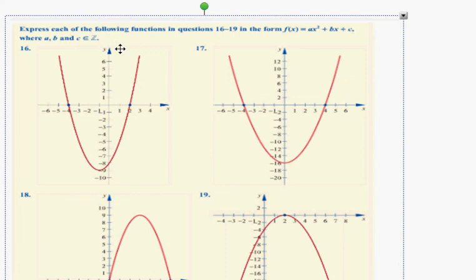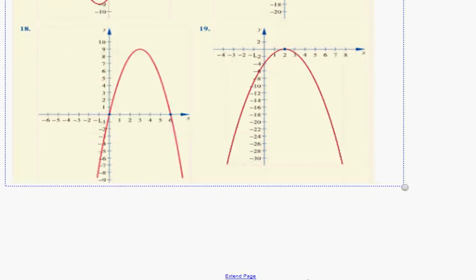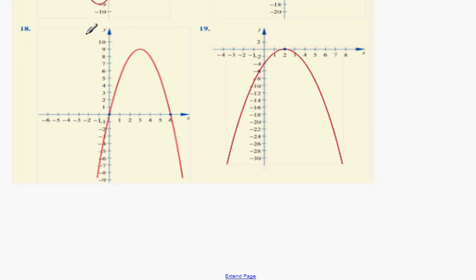Okay. Do the following. Express each of the following functions in questions 16 to 19 in the form ax squared plus bx plus c, expressing a, b and c as integers. Now, what I'm going to ask you in the exam is I'm going to draw in something, okay? And what I'm going to draw in the exam is this. I'm going to draw in a U-shaped graph, obviously in a different colour. Goes all the way down and comes all the way back up. Now what you're going to be asked to do is get the equation of the blue one and the red one.